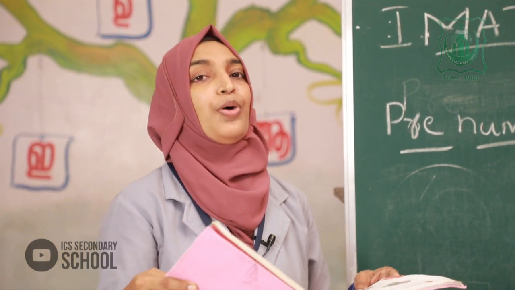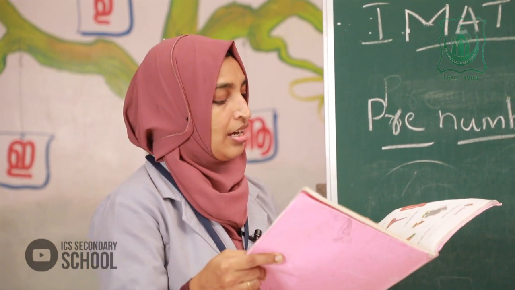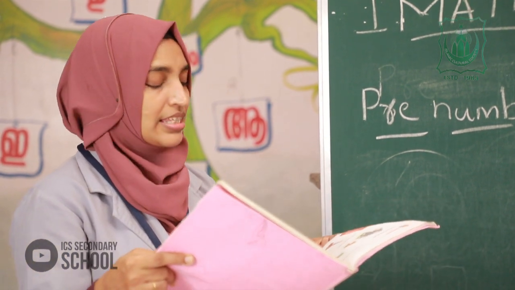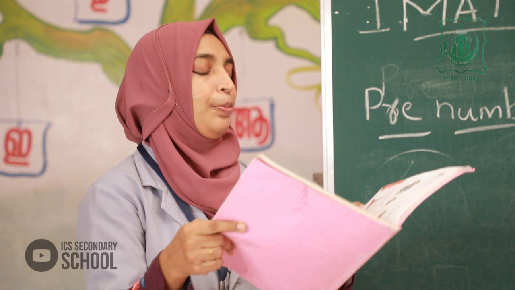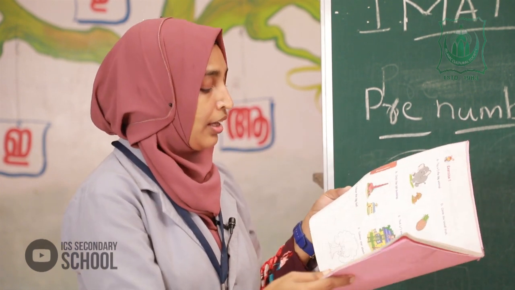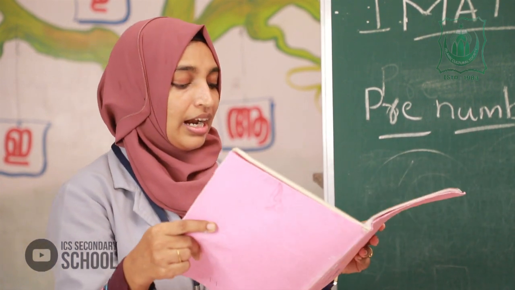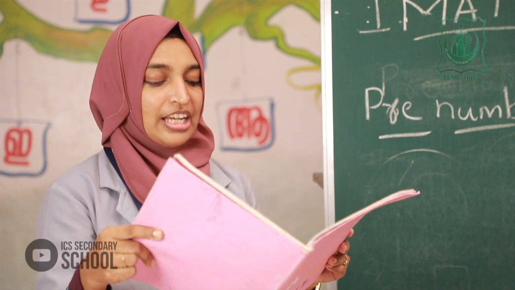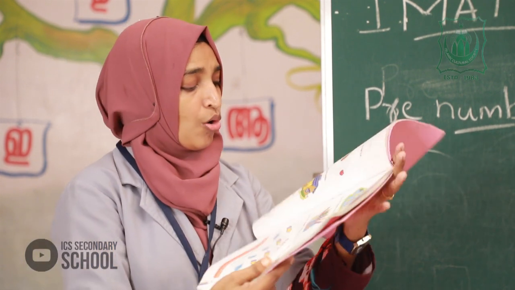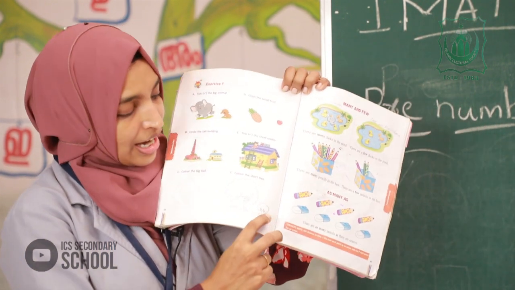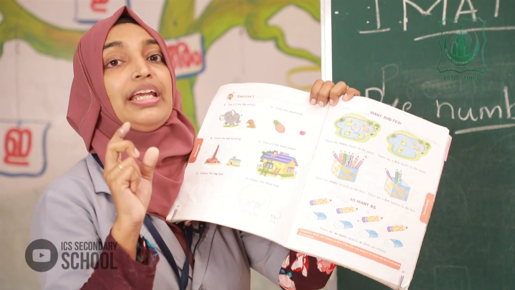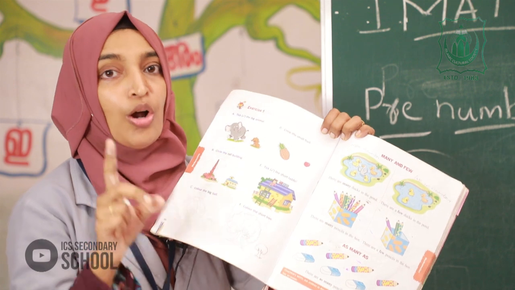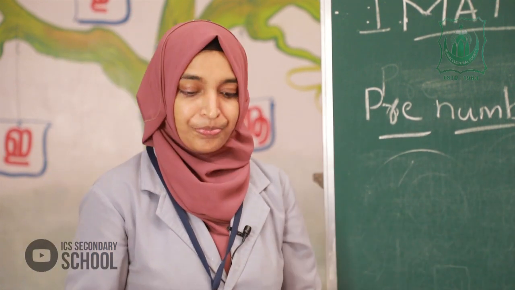Color the big ball. That is exercise number C. You can color the big ball. Color the short tree. That is the exercise number F. You know which is short, and color only the short.